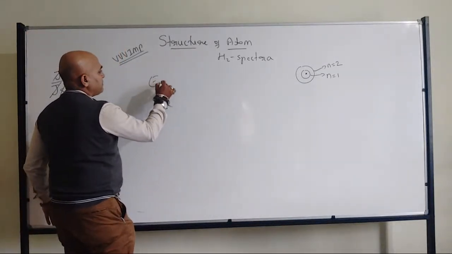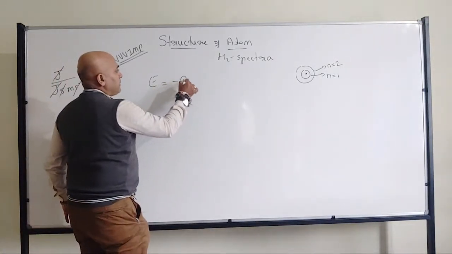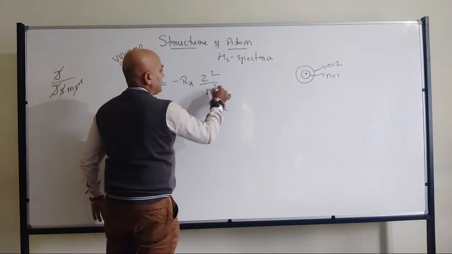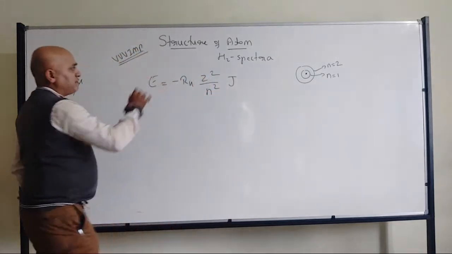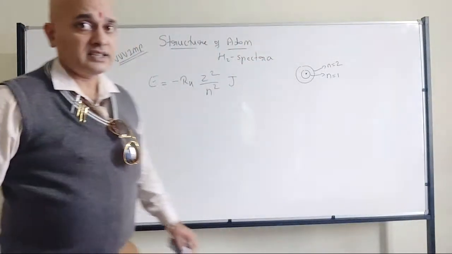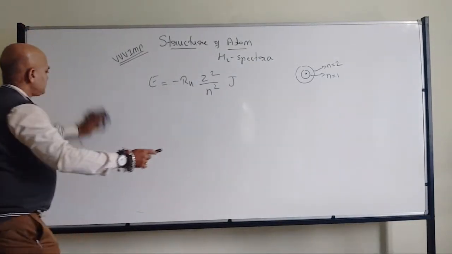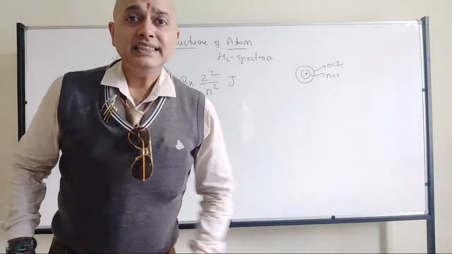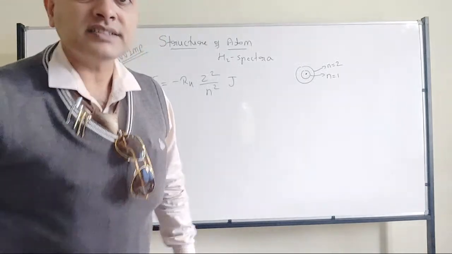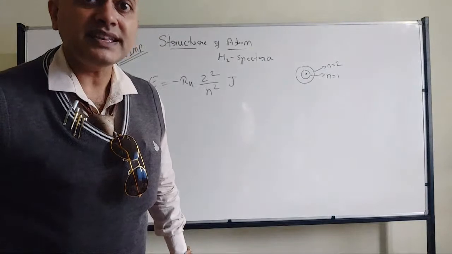Now when I am talking about the equation, it is majorly based on the energy equation: minus RH into Z square divided by n square joule. This is the equation which you should know. You have to practice, and don't forget to write the negative sign. Yes, energy level and orbits will be the same.